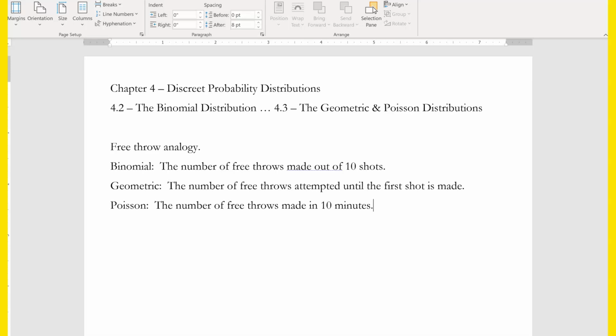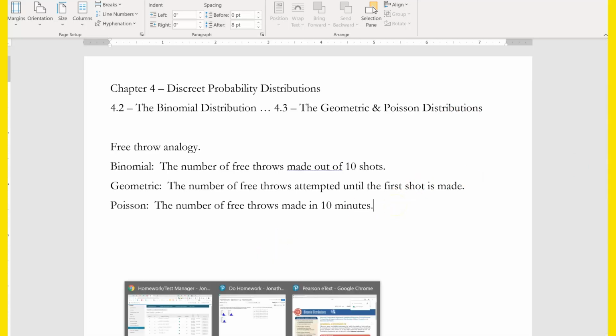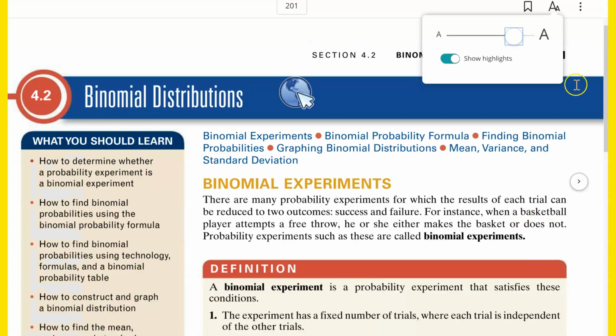And then geometric is different than those. It's more by itself than those two. It's how many shots does it take until I make the first one? So I might make the first one, or it might take me 10 shots before I finally make one. And that's what the geometric distribution tells me: the probability that it takes me 5 shots before I make the first one. All right, so let's go on to talk more about the binomial distribution in 4.2.